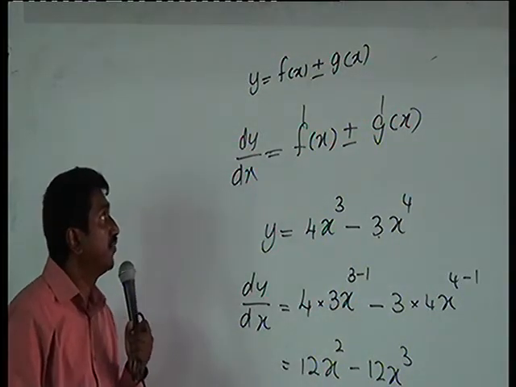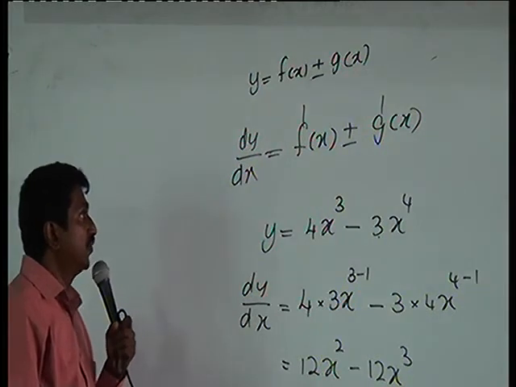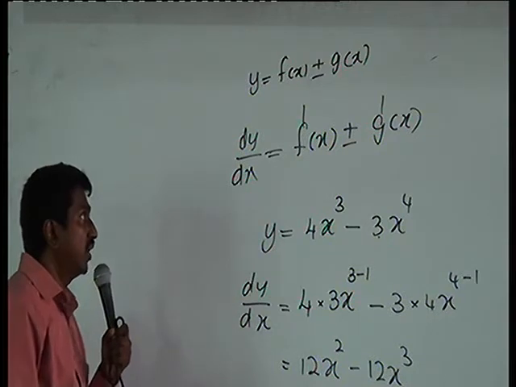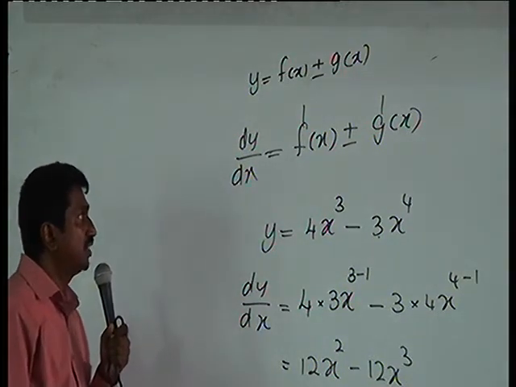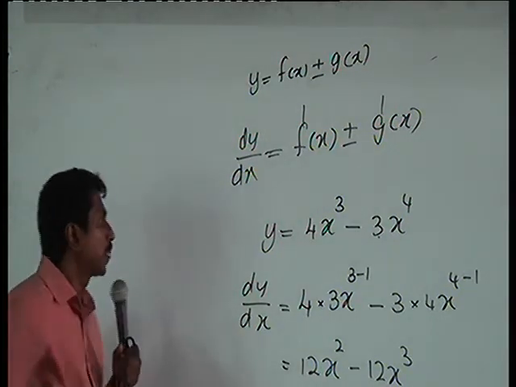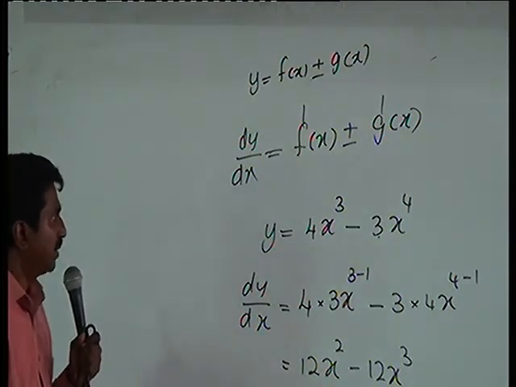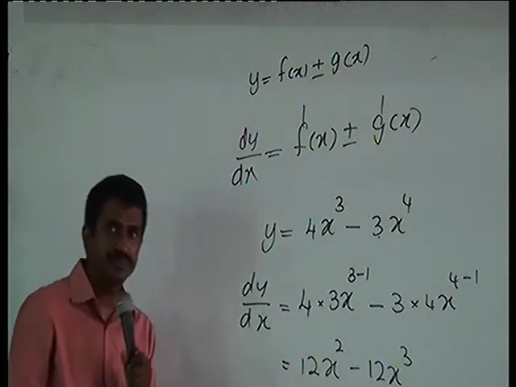Okay, write down this one, the C part. Y is equal to f(x) plus g(x). So when you differentiate two functions, dy by dx equals f dash x plus or minus g dash x. That means differentiate the functions separately. Now, y is equal to 4x to the power 3 minus 3x to the power 4. The differentiation is here. Write down this also.